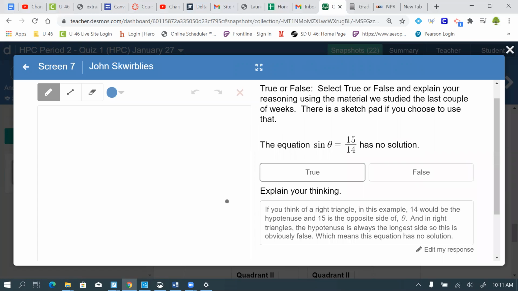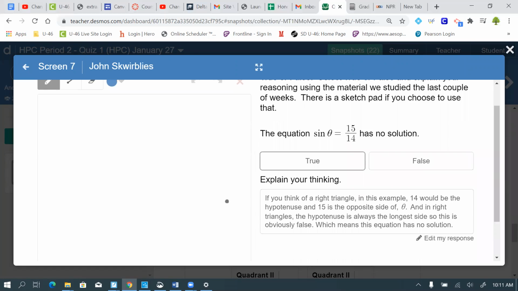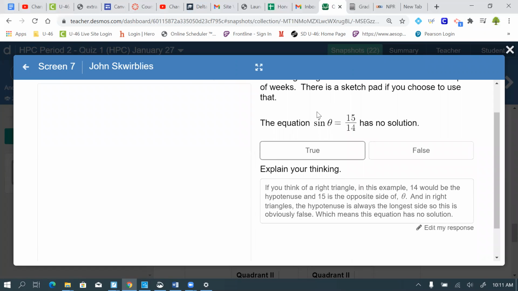Mr. Squirbles. There are two explanations here that you need to know: a unit circle explanation and a triangle explanation. John did the triangle route, which is great. If you think of theta in a right triangle, 14 would have to be the hypotenuse, which is what he is saying, because the sine is opposite over hypotenuse. And the opposite would be 15. And in right triangles, the hypotenuse is always the longest side. So that is a great explanation.